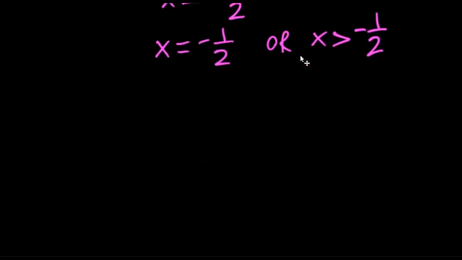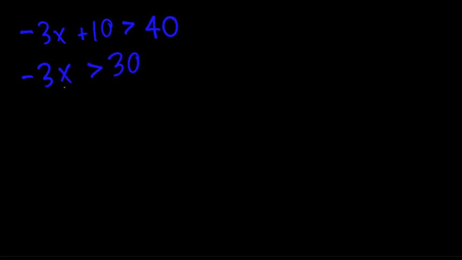Okay, so now let's try another example now that we know that. In that case, we can try the example minus 3x plus 10 is greater than 40. Once again, we can bring all the numbers on one side, so we'll subtract 10. So minus 3x is greater than 30. And now, notice something that's very important. We have a minus here, and we're going to be dividing by minus 3 on both sides to get rid of it.